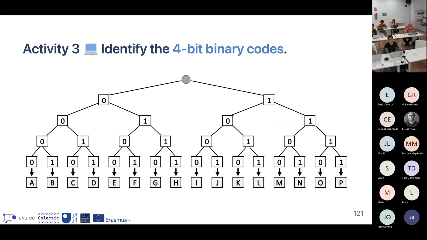And we will launch a poll, and we will ask you to identify some binary codes, 4-bit binary codes, okay? So again, you have 3 questions. The first one is asking you to select the binary code associated with letter A, then letter F, and then letter P. So A, F, and P. Please select the 4-bit binary codes.